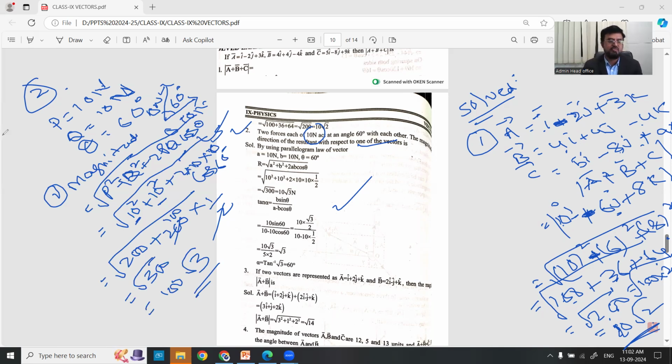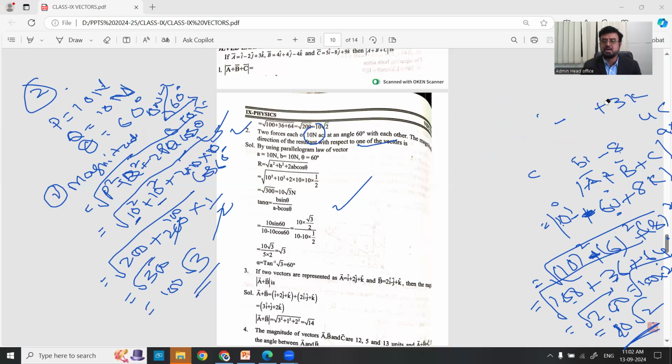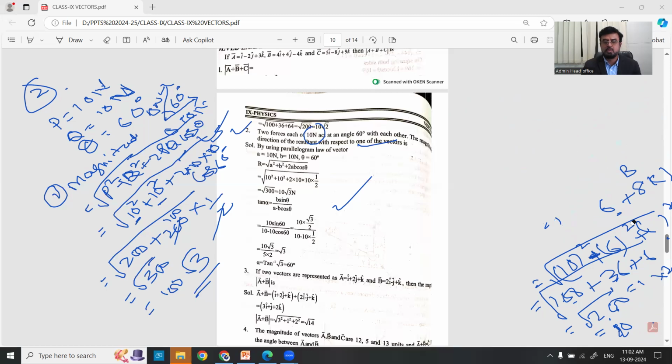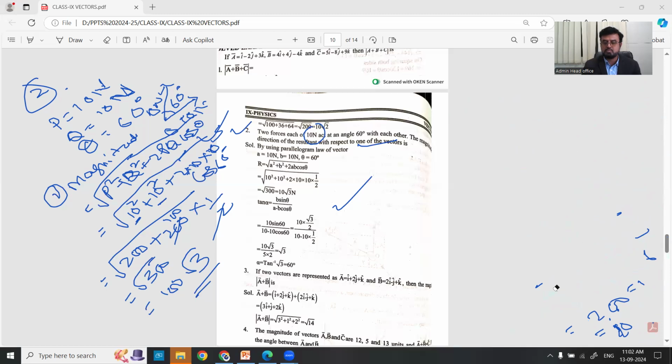Then you can find out the direction also. When magnitude is known, you know the formula for direction: Q sin theta by P plus Q cos theta. By applying that, all the values are there. P is there, Q is there, and theta also there. So you have to apply that to get the value of the direction, in terms of angle. So the second part of the problem we'll do now.